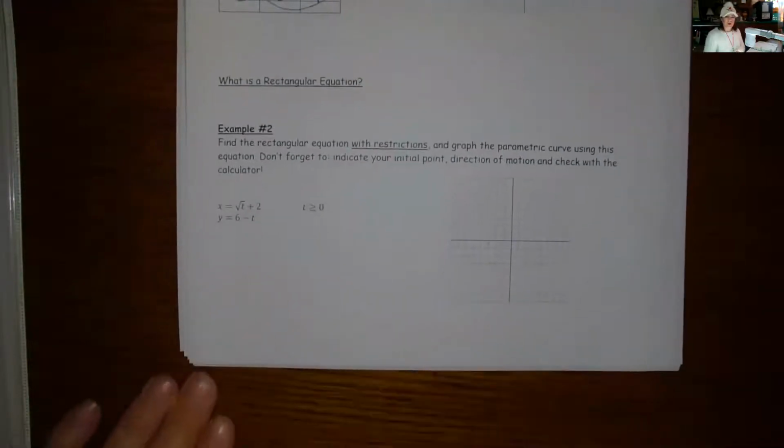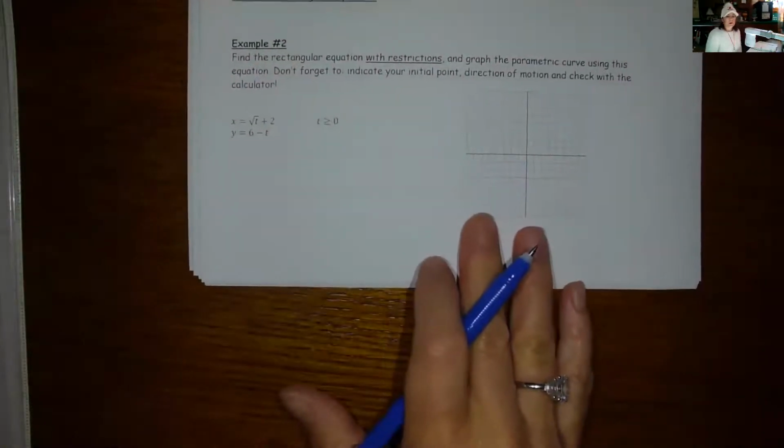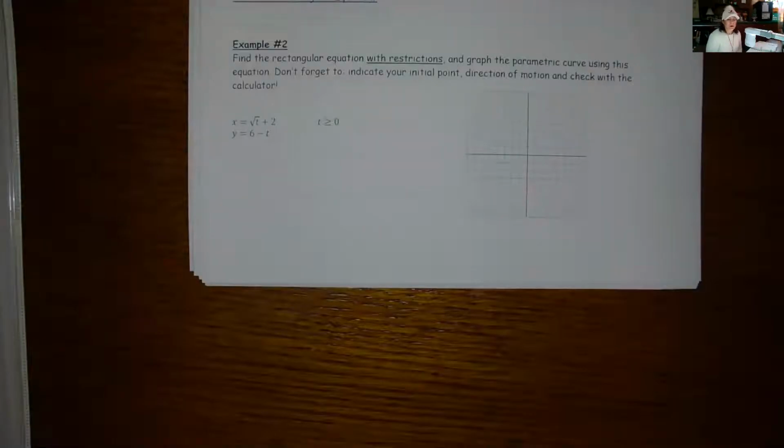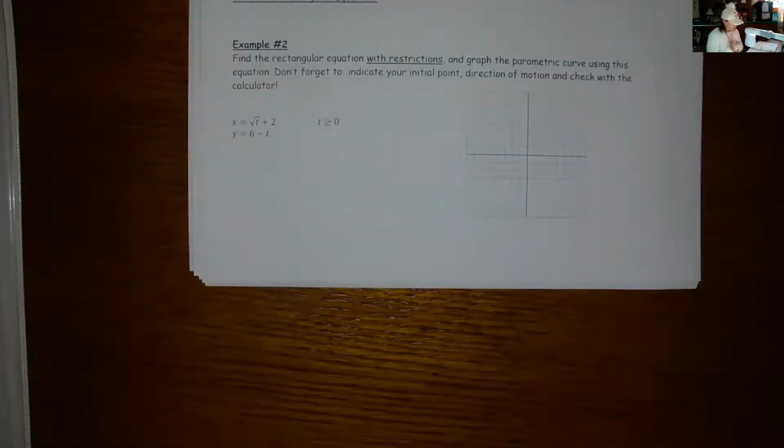What about number 2? Find the rectangular equation with restrictions and graph the parametric curve using this equation. Don't forget to indicate your initial point, direction of motion, and check with the calculator. That sounded scary. What's a rectangular equation? It's x, y. It's what you're used to. Your entire life, you've done rectangular equations. That's where we're using x, y, like 3, 4. You're using what you're used to.